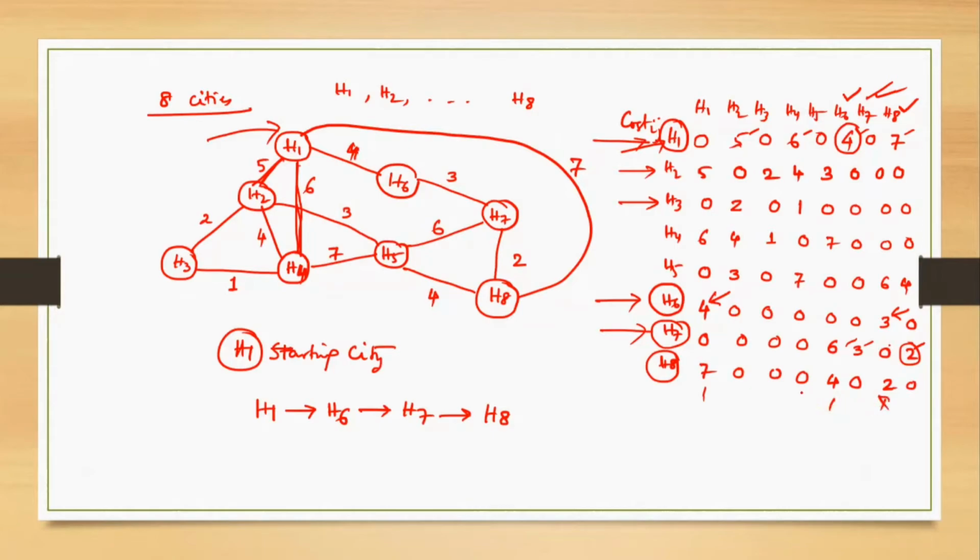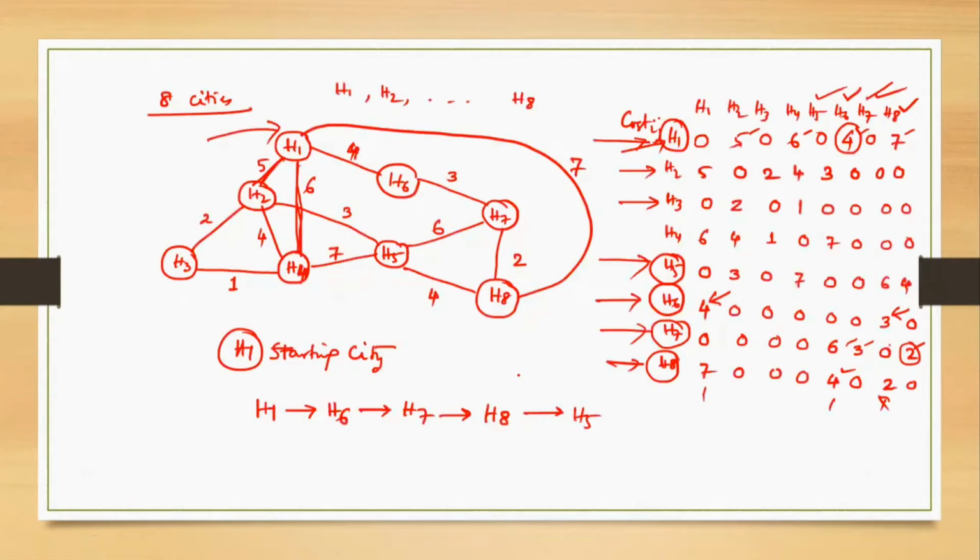So next find another minimum. Next minimum among 7 and 4 is 4. Identify the city, and the city is H5. H5 has not come yet, so from H8, I have to go to H5. Very simple. Then I am right now at H5. Scan the row H5. H8 is already covered.